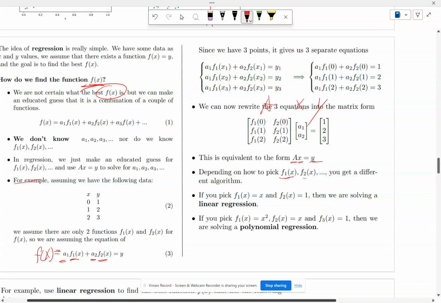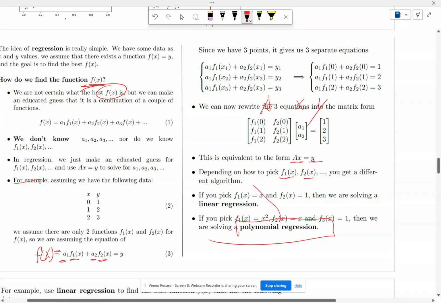Depending on how we pick F1 and F2, you'll get a different algorithm. There's an algorithm called linear regression. In linear regression, you pick F1 to be X and F2 to be 1, so no matter what you plug into F2, your result is always 1. That's linear regression. Now, if you pick three functions, F1 equal to X squared, F2 equal to X, and F3 equal to 1, then we're solving another one called polynomial regression.